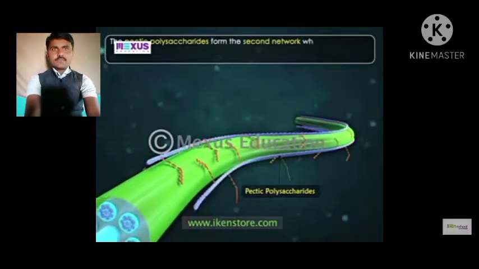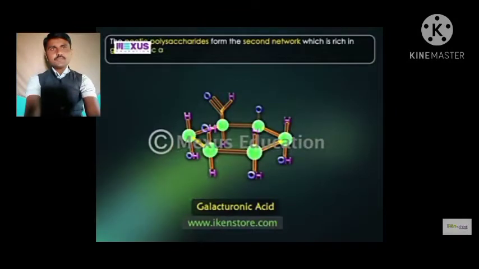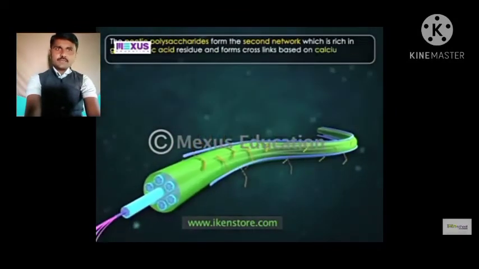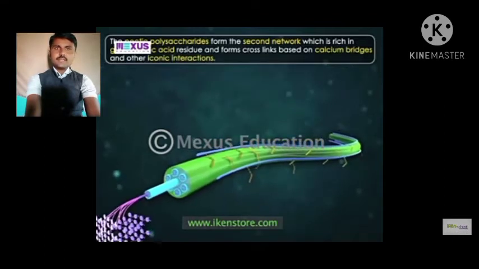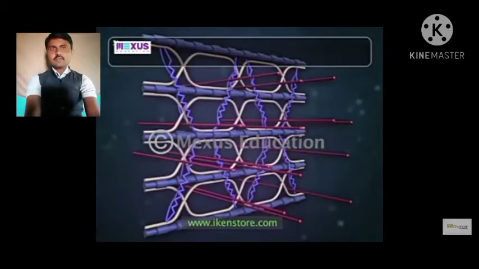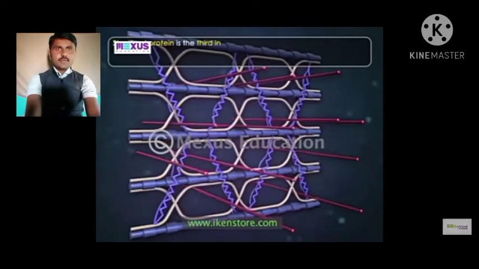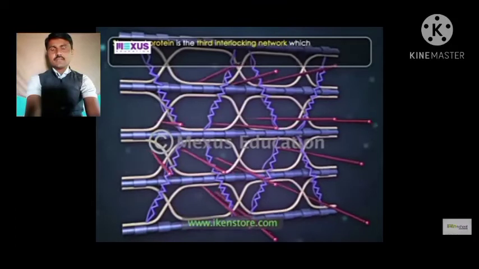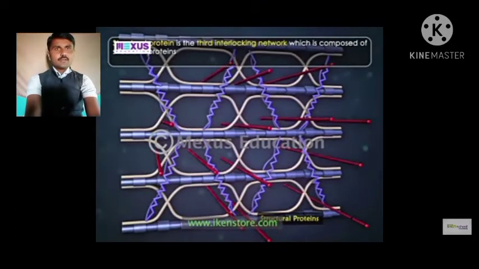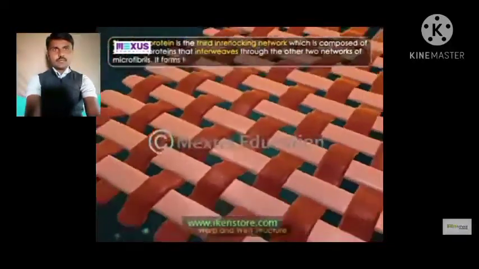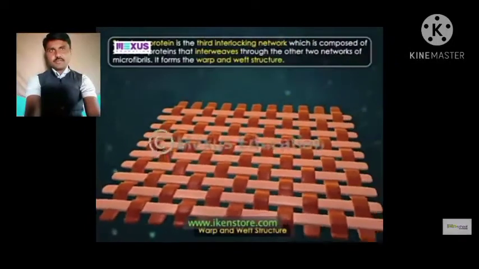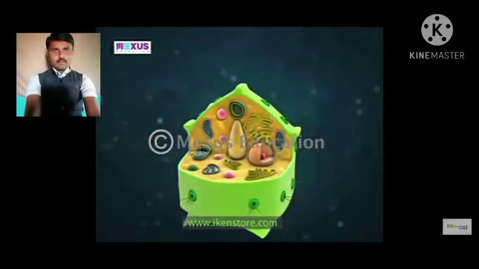Polysaccharides form the second network, which is rich in galacturonic acid residues and forms cross-links based on calcium bridges and other ionic substances. Protein is the third interlacing network in the cell wall, which interweaves through the two networks of microfibrils. It forms a warp and weft wall structure.